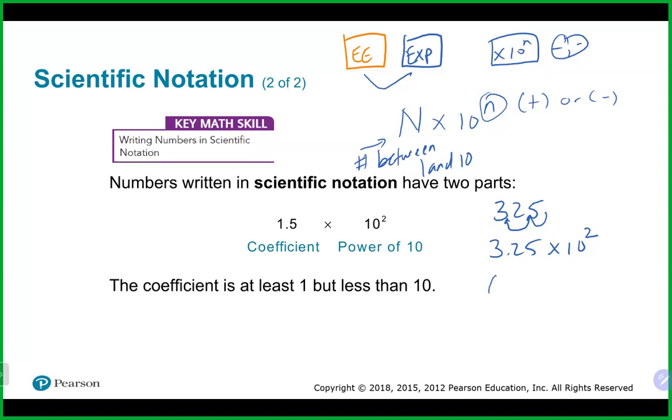If you have something like 0.044, here we go one place, two places to get to a number between 1 and 10, which is 4.4 times 10. This is going to be negative 2. 2 is how many places we need to move, but this is going to be negative because it is a small number and we move the decimal place to the right.